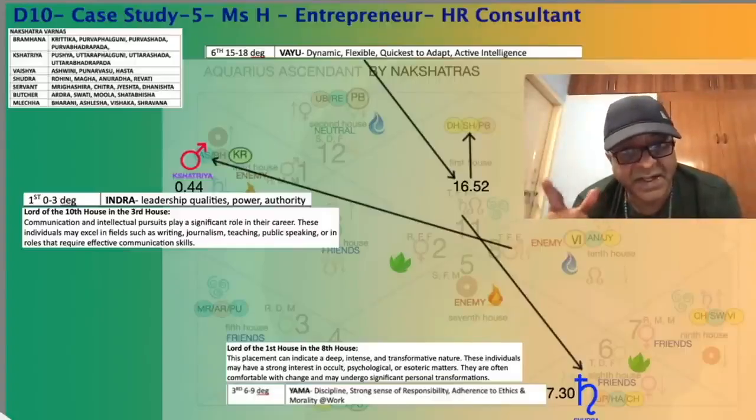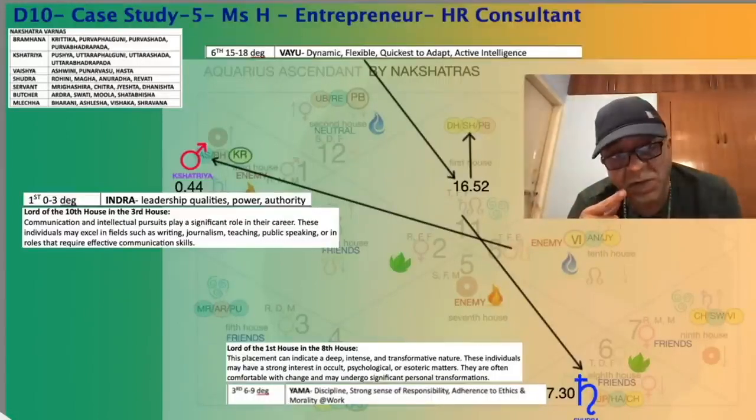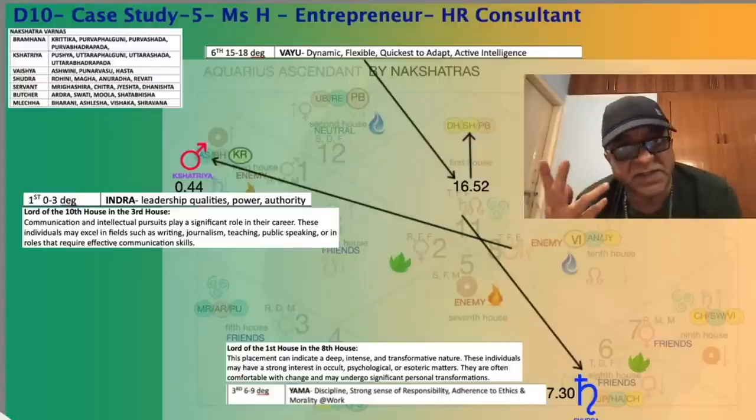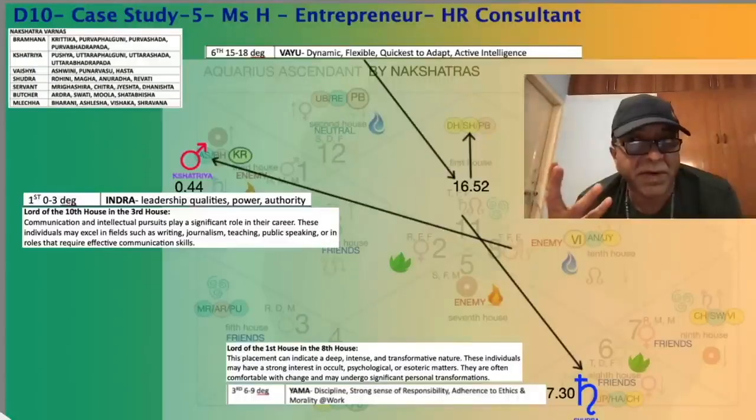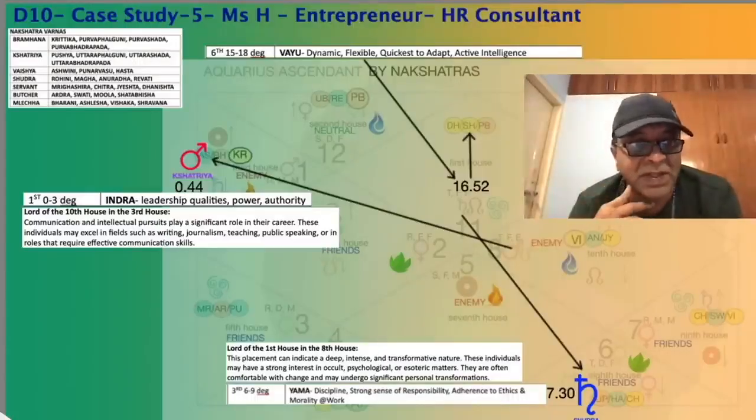Next, the Lord of the 10th, because now her ascendant has transformed to Aquarius, the Lord of the 10th becomes Mars. The sign is Scorpio in the 10th. Mars has gone to the third house and is sitting in Ashwini Nakshatra at 0.44 degrees. So, considering the angles, it falls in the Indra angle, which is all about power, all about leadership, like an initiator of sorts. And Ashwini is an initiator nakshatra, so it'll do well there.